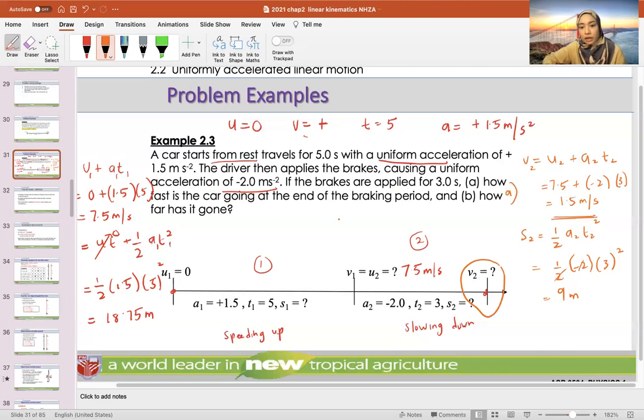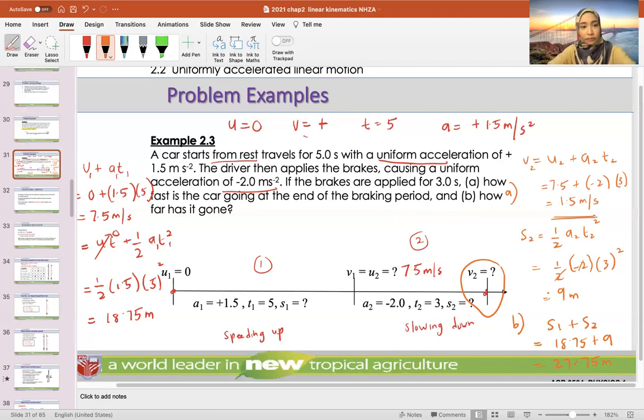And then B, how far has it gone? B is asking you what is the total displacement of this car because it's asking how far has it gone. So you need to add in S1 plus S2, which is 9. So 18.75 plus 9, okay? Because linear kinematic dah nampak senang kan? So it gets kind of boring. 18.75 plus, kenapa saya tulis 27 kat sini? Oh, because saya terus add, okay, 27.75 meter. So that is your answer for B.